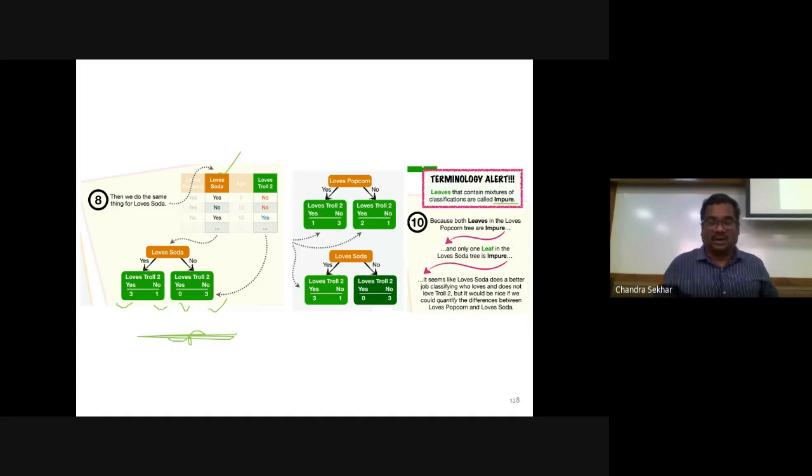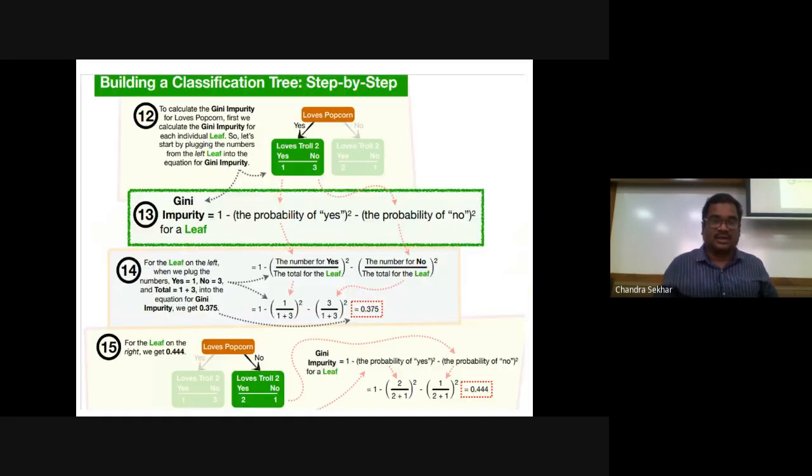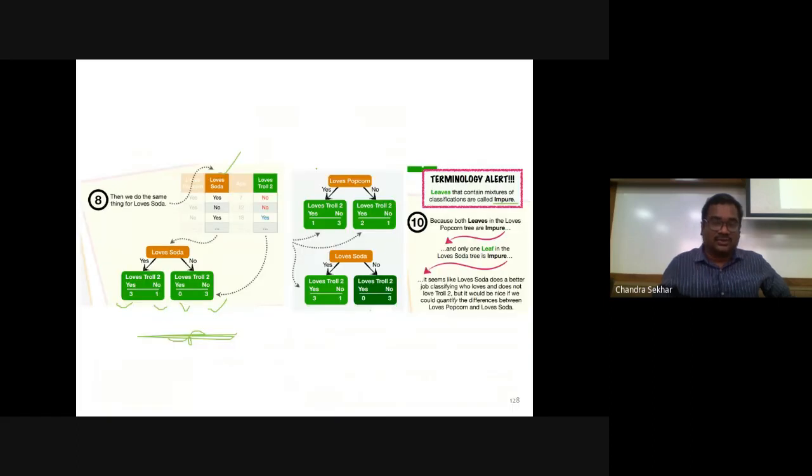Okay, now see, without plotting this, what we are doing is computing a formula. That formula is called Gini impurity. So what we are doing: loves popcorn has both the classes, and loves soda also has both the classes. Now both are impure. This case is impure, and this case is also impure.